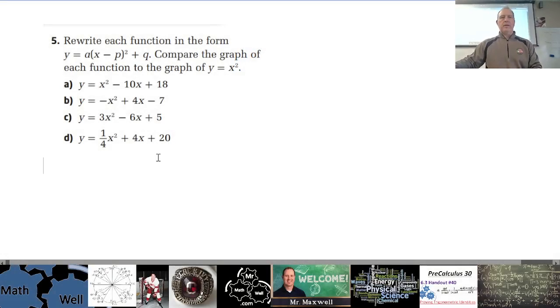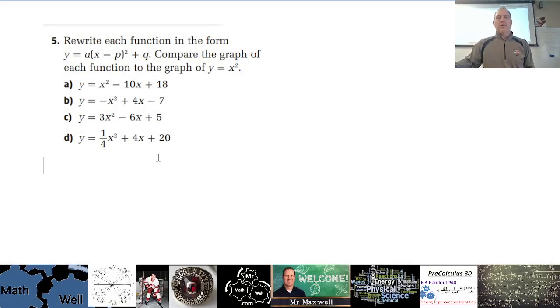Okay, this one, guys, is from the 3-4 review. This is number 5. Rewrite each equation in the form y equals a times (x minus p) all squared plus q. So this one is one that we have to complete the square.